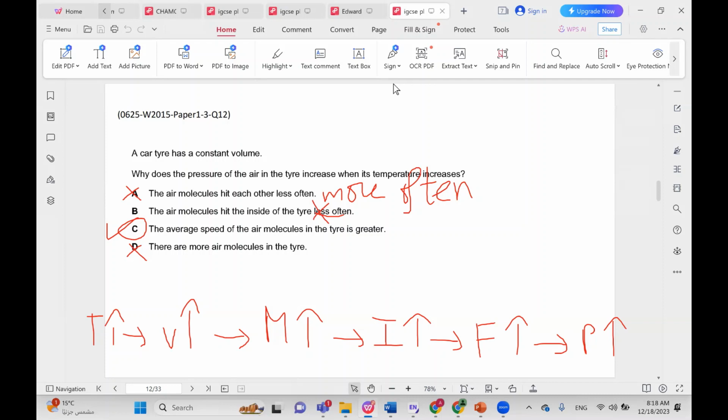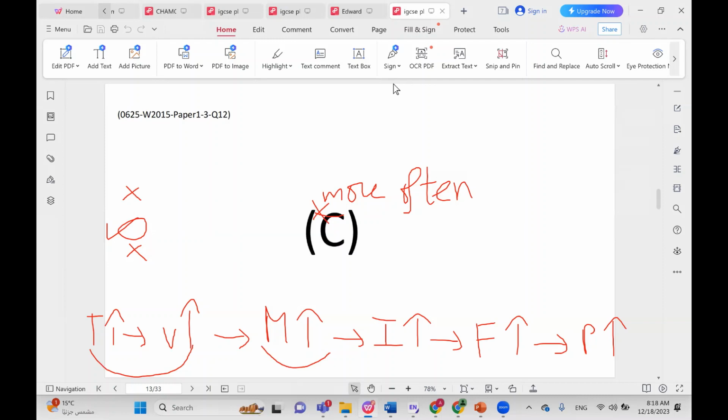So here they're just talking about this part of the equation. As you might remember from the previous question, we reached up to here. Different questions might tackle different parts of the chain. So anyway, C is the correct answer.